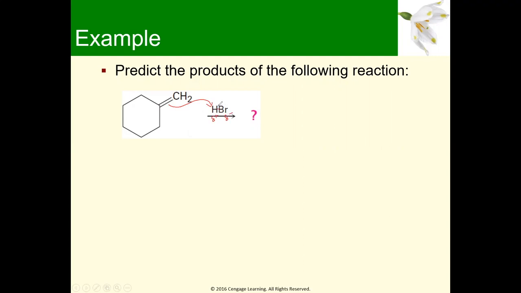It's really small, but I'll try and show it. And so the electrons in that bond between the hydrogen and the bromine are going to move also over to the bromine to get bromide. So that's going to be one of our products. So that pair of electrons moved on to the bromine, forming a bromide ion.